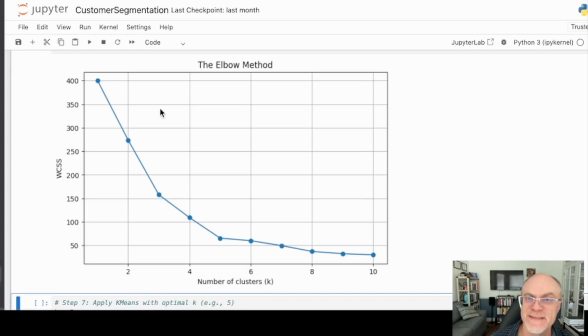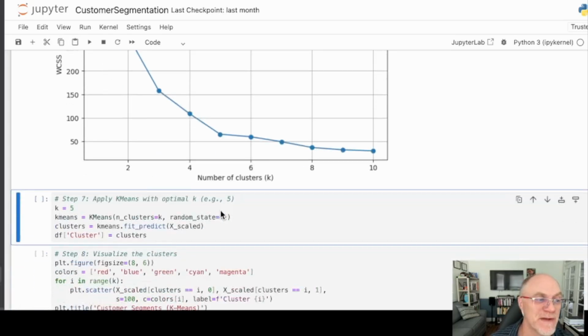So you can see with only one cluster, things are really far apart. As soon as you get to 2 clusters, things are getting closer together. And once you get to this elbow here, that's at k equals 5. You can see from 5 to 6, we're not getting much better. So 5 is probably a good place to stop. So we're going to go ahead and cluster with k equals 5.